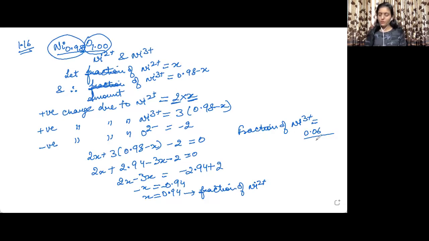So if we need to find out the percentage, 94% will be Ni2 positive and 6% will be Ni3 positive ions. Hope this is clear to you. And let us now move into the next question, that is question number 17. The question number 1.17 is, what is a semiconductor?